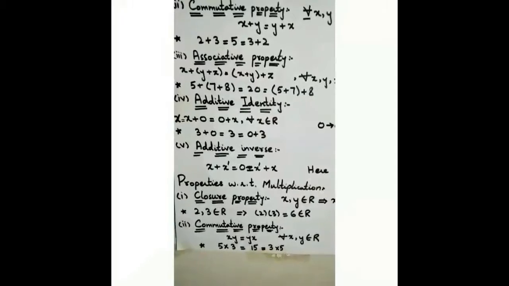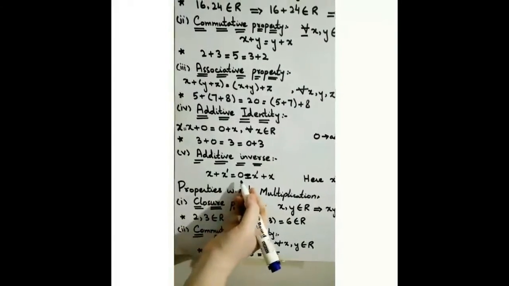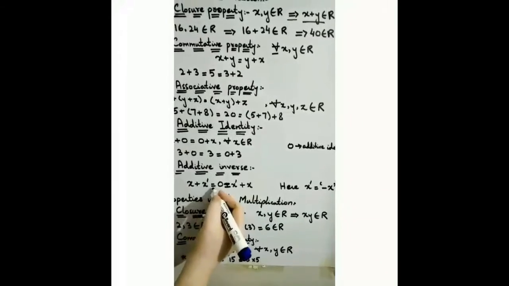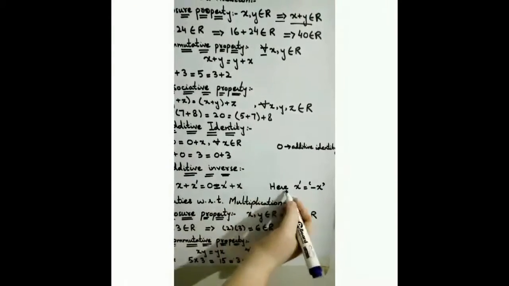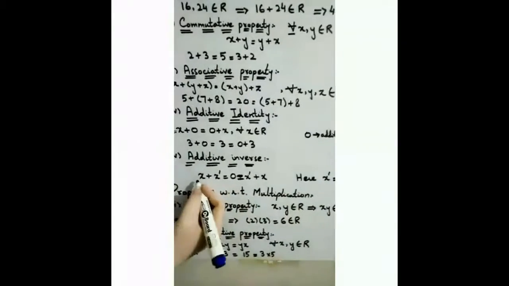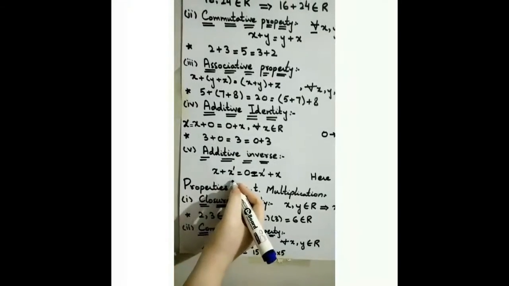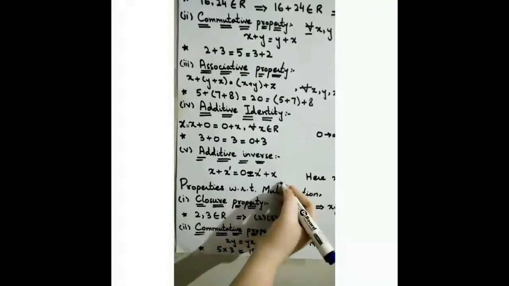Number 5 property, additive inverse. What is additive inverse? For every x belonging to real numbers, there exists an element x bar belonging to real numbers such that x plus x bar is equal to 0 is equal to x bar plus x. Here x bar is equal to minus x. If I add 2 plus minus 2, it will be 0, or if I write minus 2 plus 2, it will be 0.